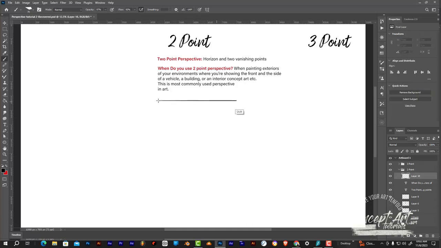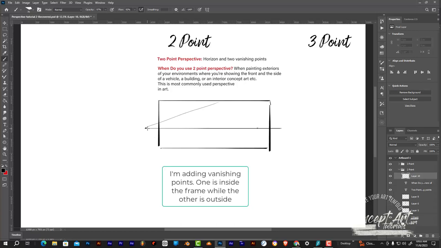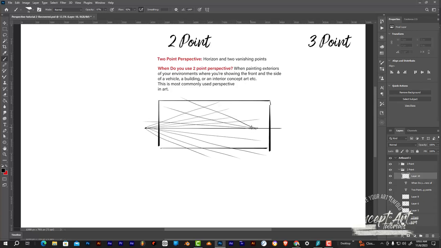Let's say this is your frame, your environment. Okay. Now, you place your horizon line somewhere here. Now you're gonna have one vanishing point out here, one vanishing point in here, and they're gonna go like this.